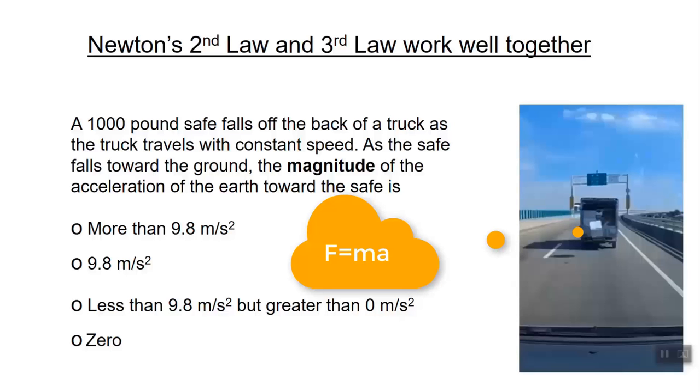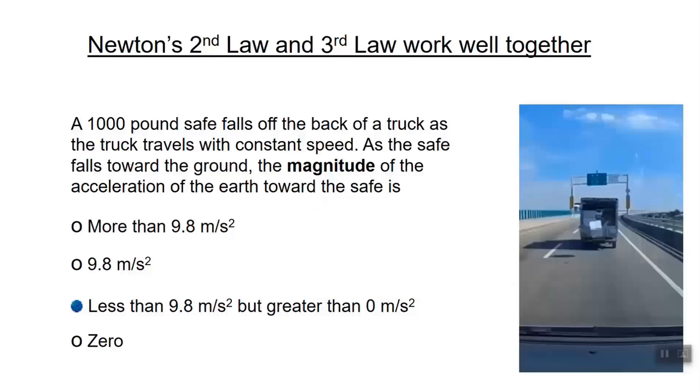They have the same ma, the Earth and the safe, but the Earth has more m, therefore it has less a. A lot less a. So little that nobody could ever measure that acceleration. But the fact is, it's not zero. It's zero followed by a lot of zeros and then a little number, but it's not zero.